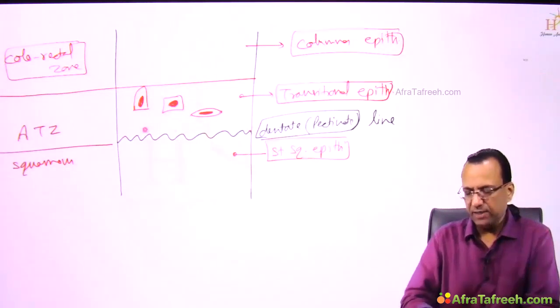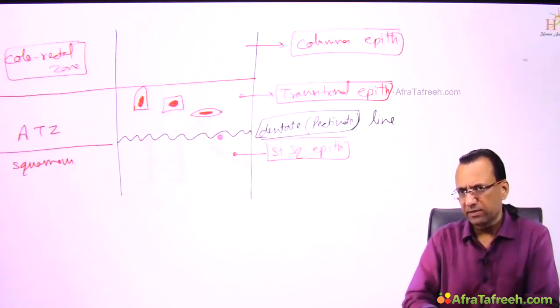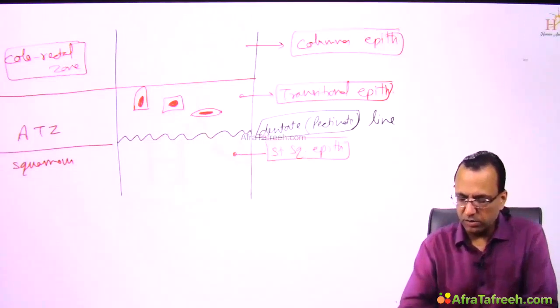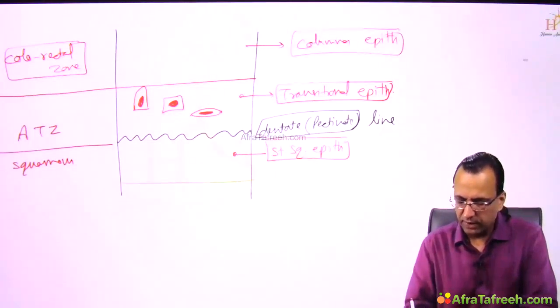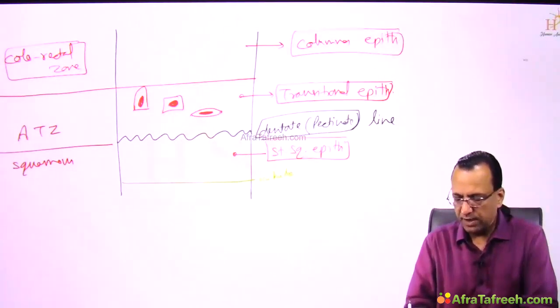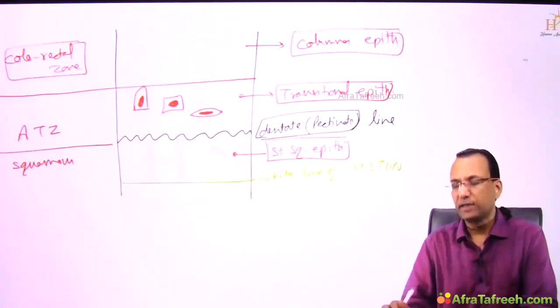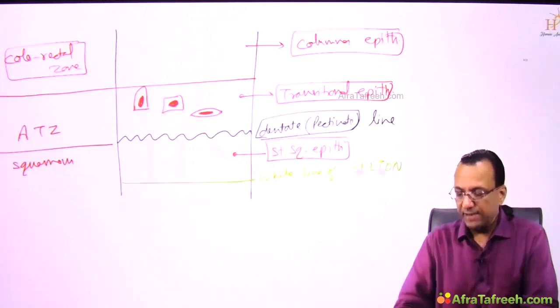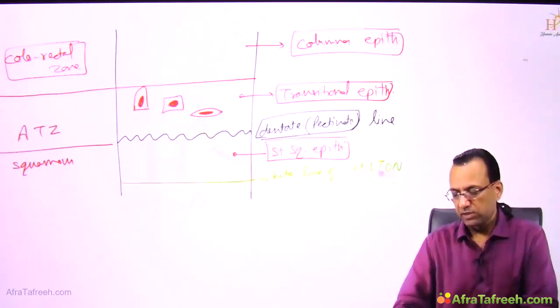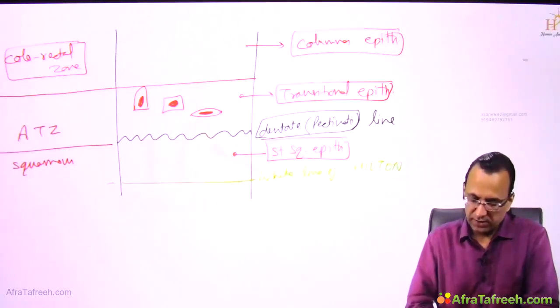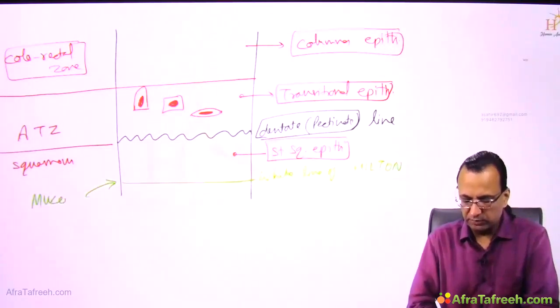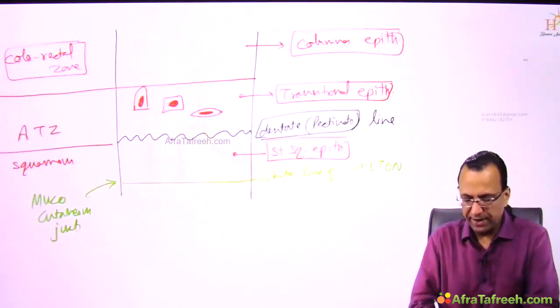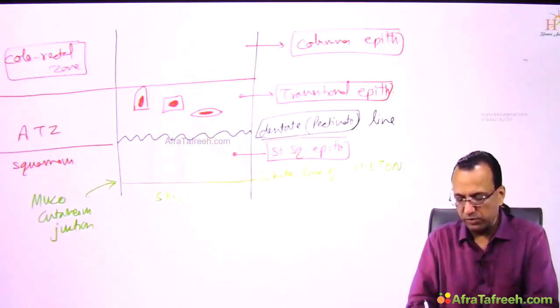Yes. And there was one more line you were talking about. Which line is that? That line was actually white line of Hilton. And what about the white line of Hilton? As you are talking about the white line of Hilton, you will find it is anocutaneous junction. What is that? Mucocutaneous junction. This is the mucocutaneous junction because before that it is the anal mucosa. After that it is the true skin.